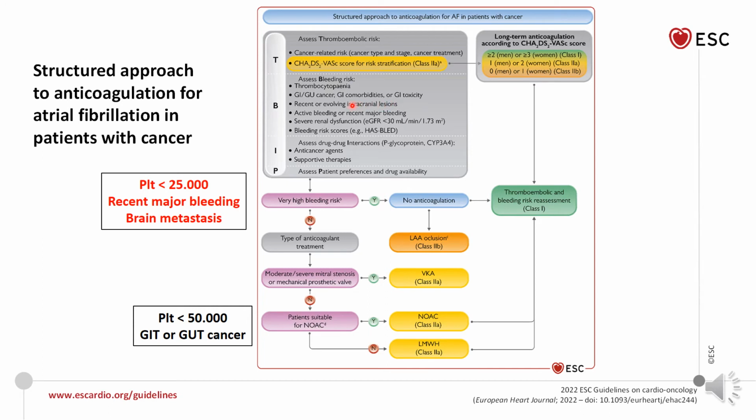Another important issue, as we said, is the bleeding risk of such patients. If we have a patient with very high bleeding risk, we might opt for no anticoagulation at all. A very high bleeding risk patient has either platelets below 25,000 or recent major bleeding, which is defined by bleeding causing more than a 2 gram drop of hemoglobin or requiring more than 2 packed RBC transfusions, or organ-threatening bleeding like intracerebral or intraocular bleeding, or a patient with brain metastasis.